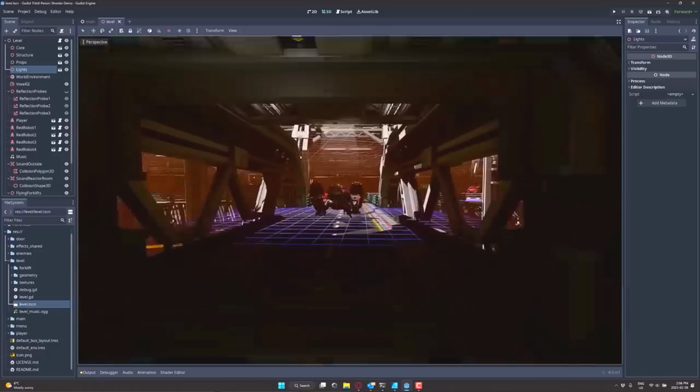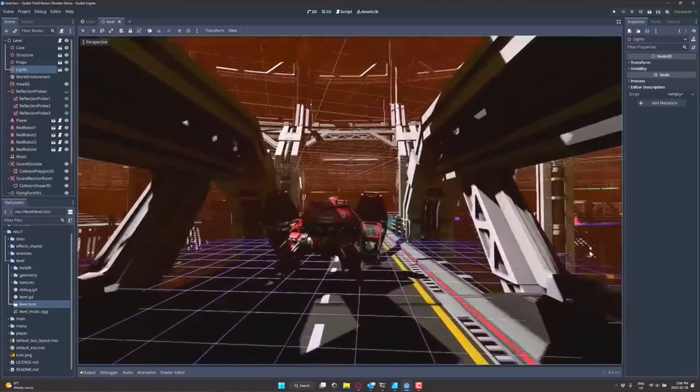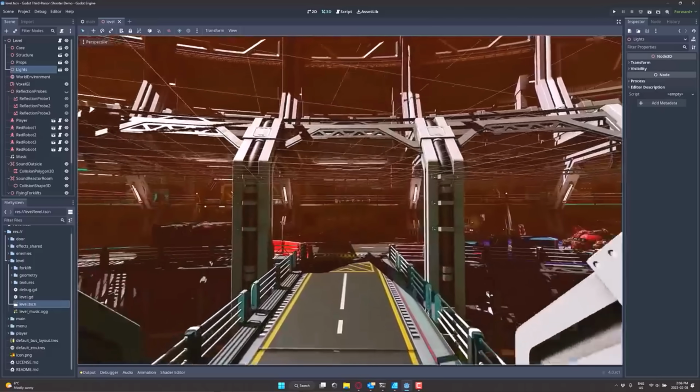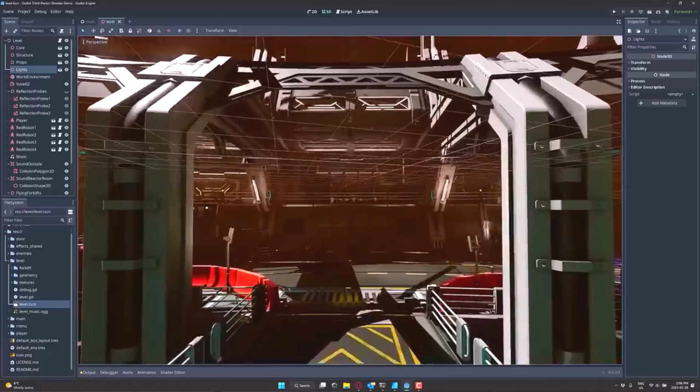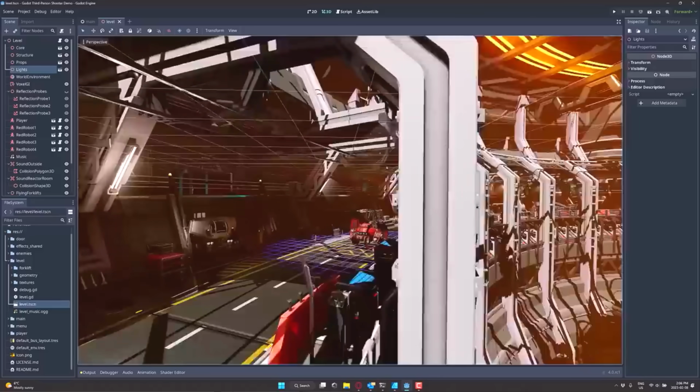But again, like the scene structure in Godot, it's pretty simple. And those two things combined make it easy to learn. So the simplicity also applies to the source code.